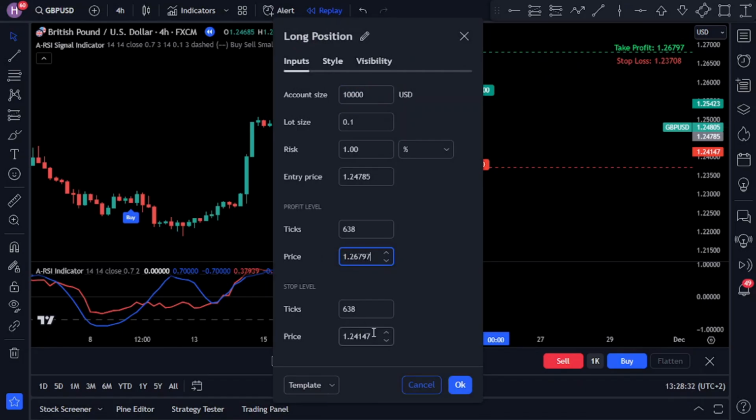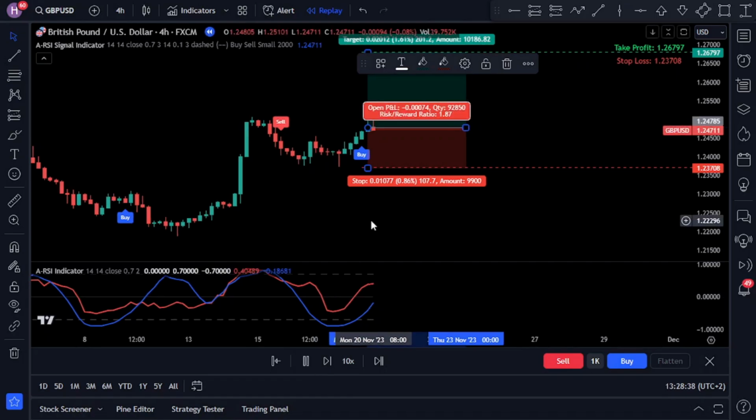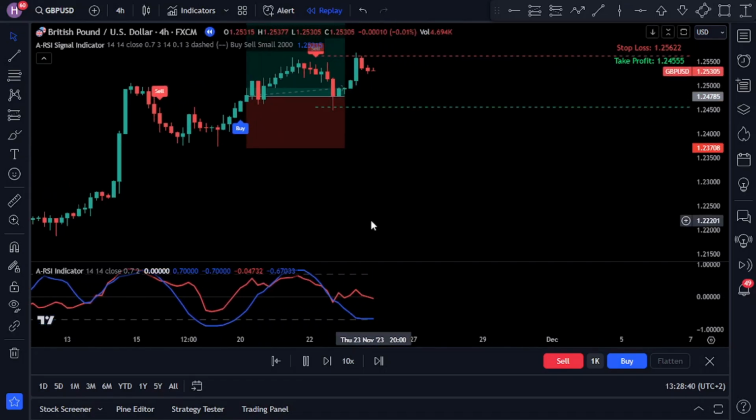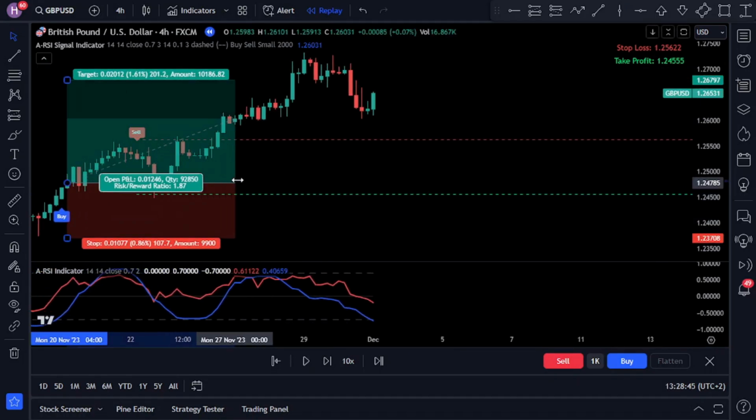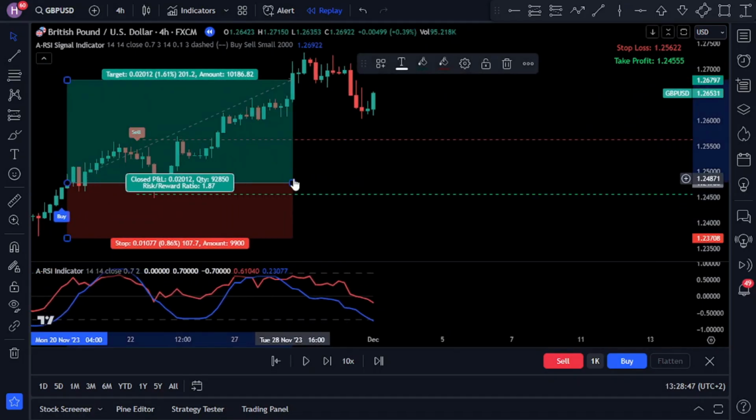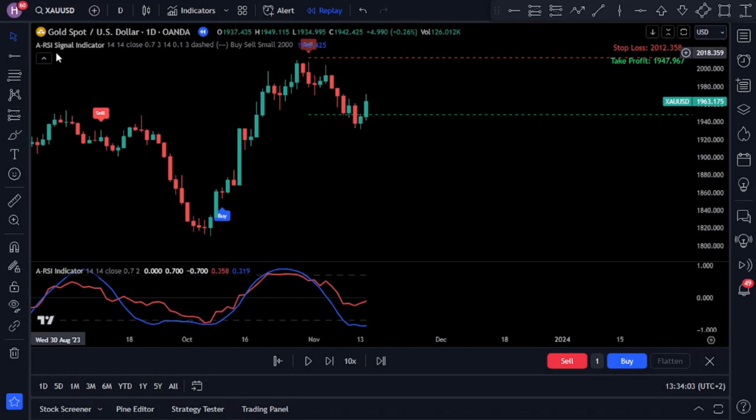For the buy trade, I will use the stop loss and take profit provided by the indicator and let the trade play out. What our next generation A-RSI provides you is high quality setups like this one, along with a dynamic stop loss and take profit for each trade. Next, we'll explore another trading example using the A-RSI.